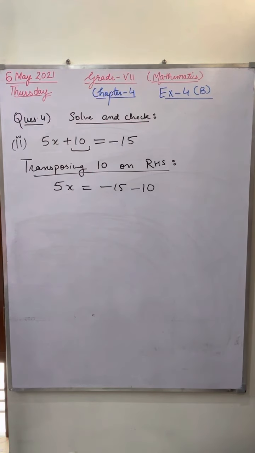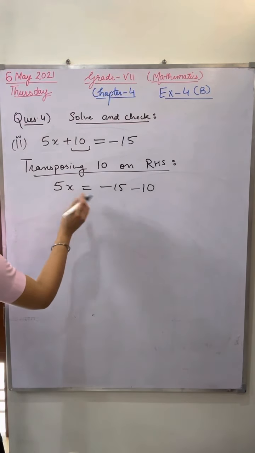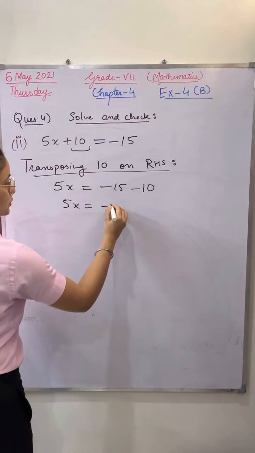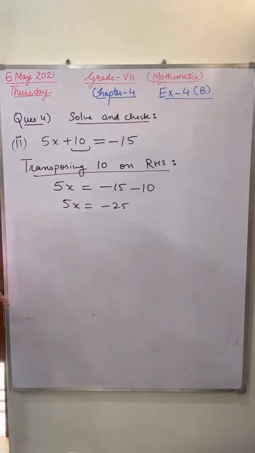Anirudh, just hold on. Okay. Now this will be 5x is equals to minus 15 minus 10. That is minus 25. Okay. Now Anirudh, please tell me what should I do? Now which step do I have to apply?